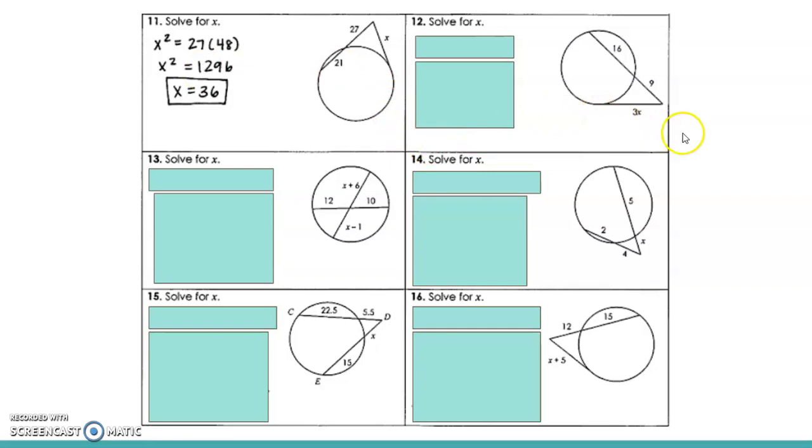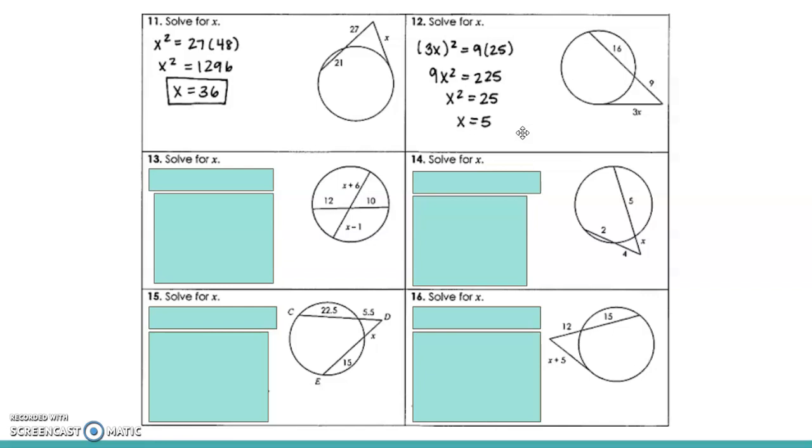Number 12, we have that exterior intersection where we're going to have to square 3x. When we square 3x, it's important to write it as 3x in parentheses and then the square, because we need to square both things. And then on the other side, we have 9 times 25. 25 is 16 plus 9. When we find x, we get that x equals 5.